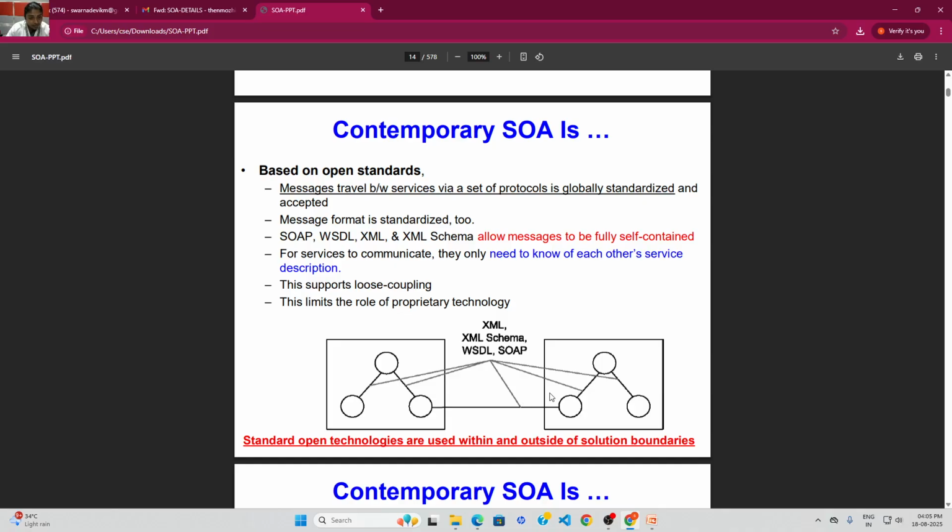These are the functions that allow the message to go from one application to another application. The main things are SOAP, WSDL, XML and XML schema. These are the four things that allow the message from one person to another by using the application.